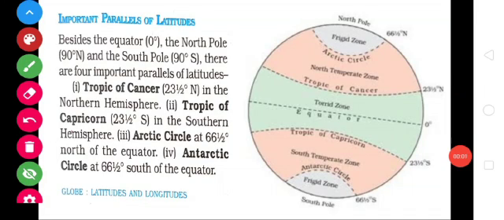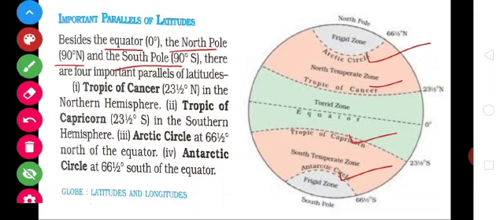Important parallels of latitude. Besides the equator at 0 degree, the north pole at 90 degree N and the south pole at 90 degree S, there are 4 important parallels of latitude: the Arctic Circle, Tropic of Cancer, Tropic of Capricorn, and Antarctic Circle.